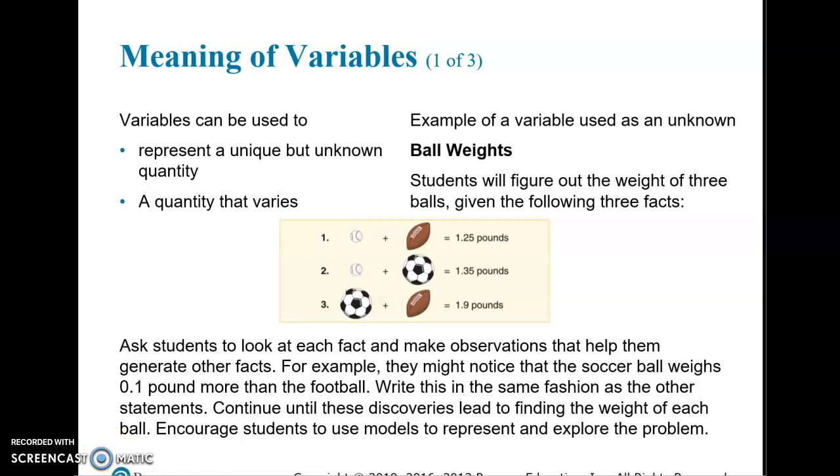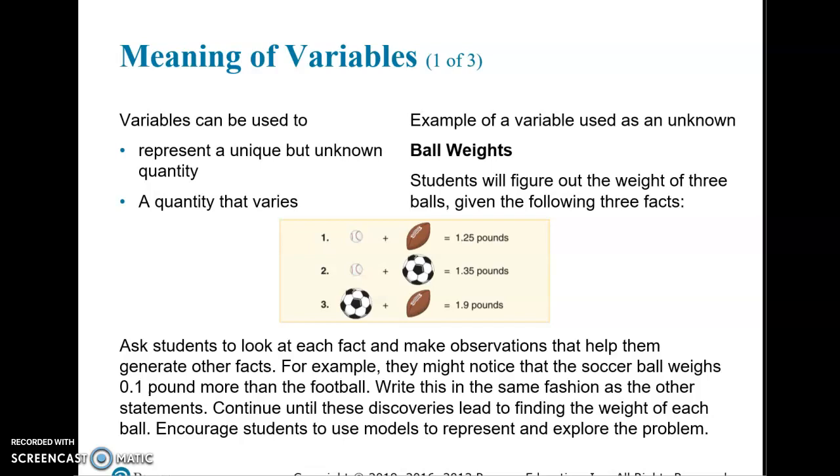In the figure with the baseball, soccer ball, and football, students can explore equations with 3 variables. The variables or missing values can be determined through reasoning. So in this one, you notice that the first 2 have a baseball, soccer ball, and a football. So if you add those 2 together, you end up having 2.6 pounds with 2 baseballs, a football, and a soccer ball. And then you subtract number 3, the 1.9, the football and the soccer ball, and then you're left with 0.7 for the 2 baseballs.